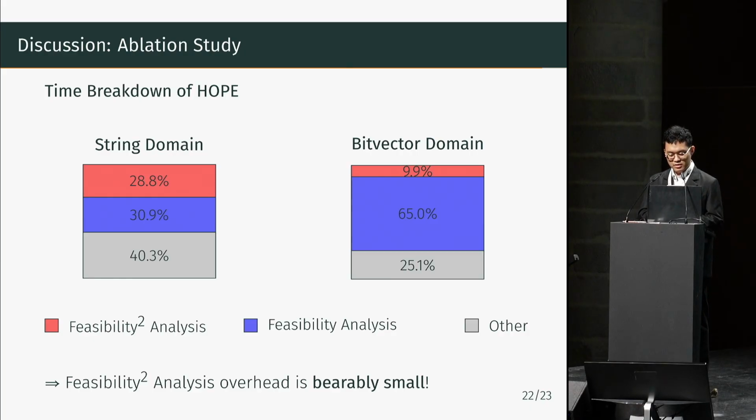We did a lot of ablation studies, and let me tell one. This is a time breakdown of our implementation, HOPE. We know that when we get a good result by feasibility square analysis, that will make feasibility analysis more lightweight, but we can see the overall result. Just seeing the overall result, the feasibility square analysis overhead is bearably small in both the string domain and the bit-vector domain.